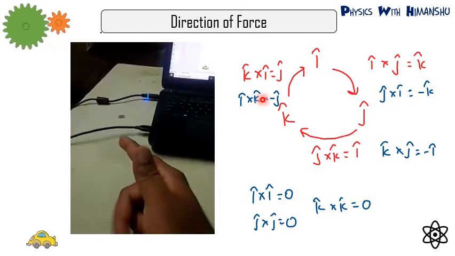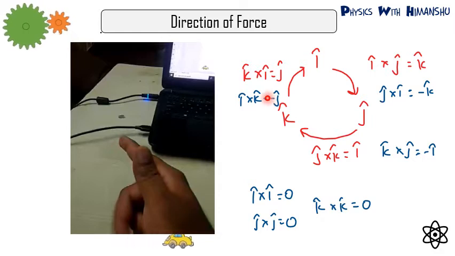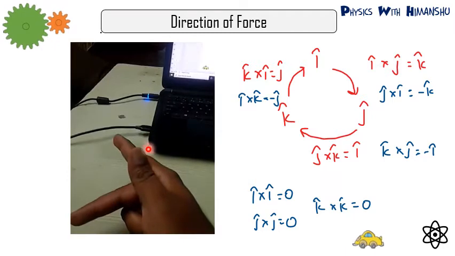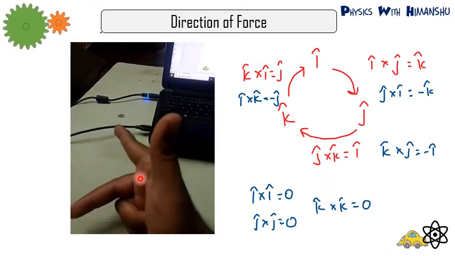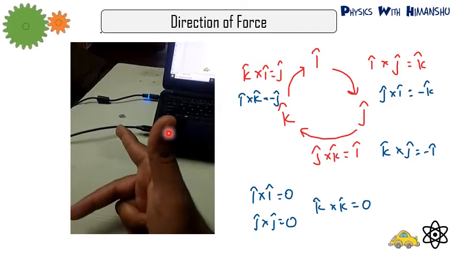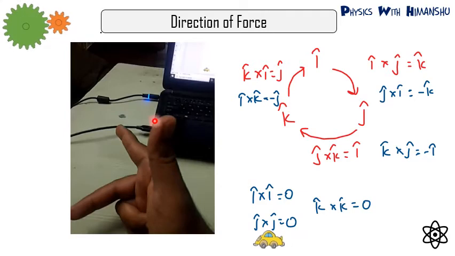Since force is a vector quantity, we have already discussed how to calculate the value. Now, how to calculate direction. You can use Fleming's right hand rule. In Fleming's right hand rule, the forefinger is velocity, the middle finger is magnetic field, and the thumb is your force.